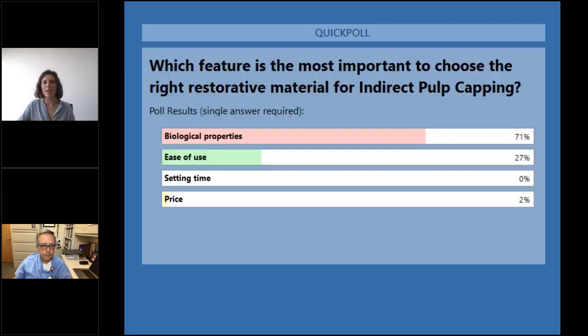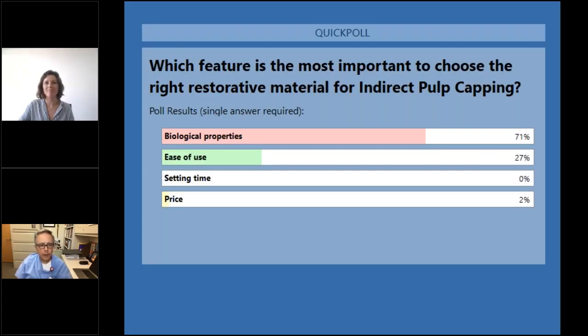So here you have the result. Most of the people have voted for biological properties to choose the right restorative material for indirect pulp capping. You know, Aurelie, this is a very interesting question.